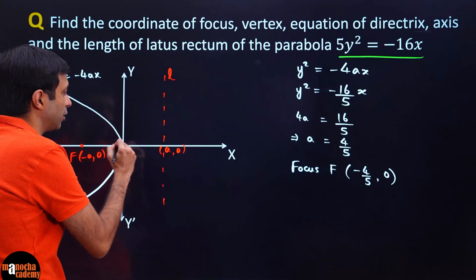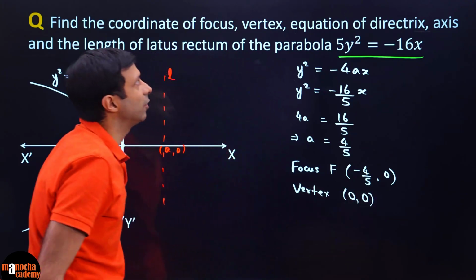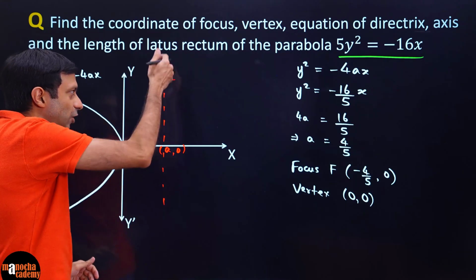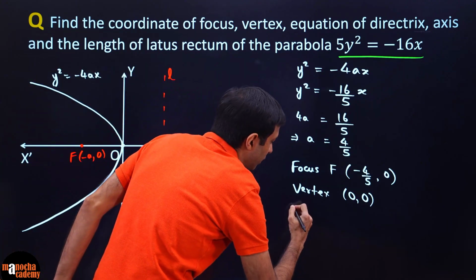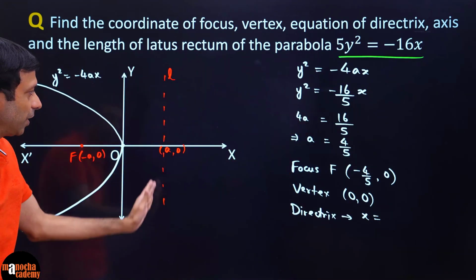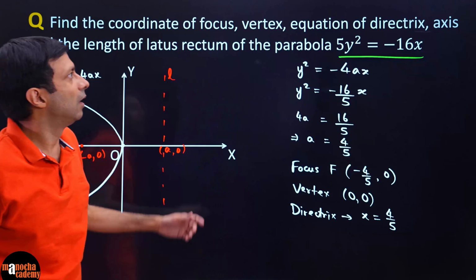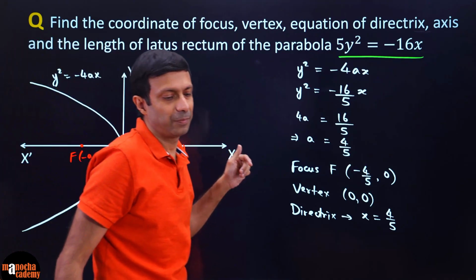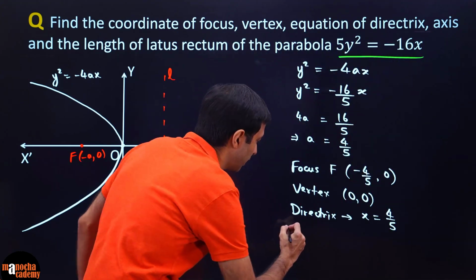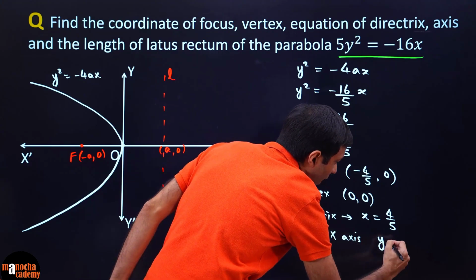Vertex is simple. It's always going to be 0 comma 0. So vertex here, guys, is 0 comma 0. Equation of the directrix, our directrix is right here, and this x value is constant, right? So directrix we can say is x equal to, look at it, y values are changing but x is fixed, x equal to a value, which is 4 by 5. There you go. And it's saying find the axis. So the axis of the parabola is along the x-axis. So let's write that down. Axis is basically your x-axis, which is nothing but y equal to 0.